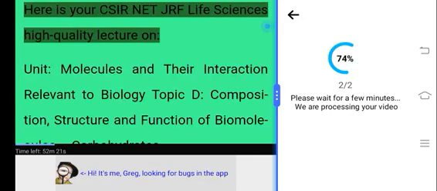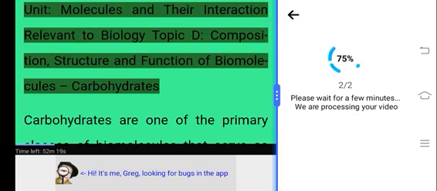Carbohydrates. ChatGPT said. Here is your CSIR NET JRF Life Sciences high quality lecture on Unit: Molecules and Their Interaction Relevant to Biology. Topic D: Composition, structure and function of biomolecules. Carbohydrates.